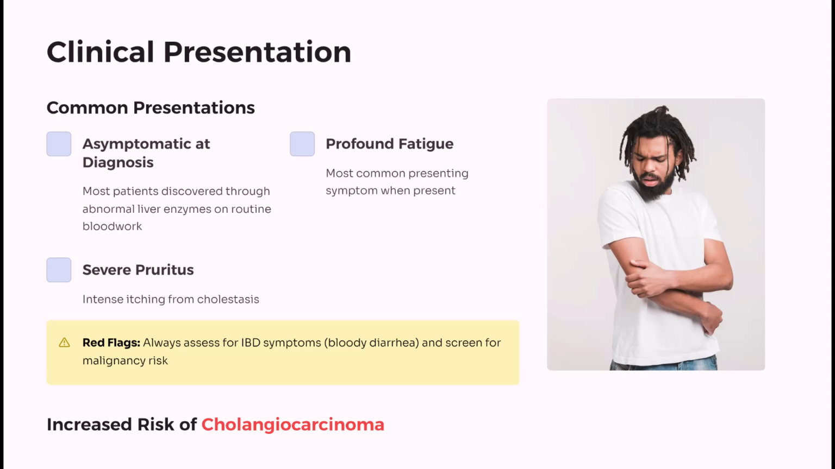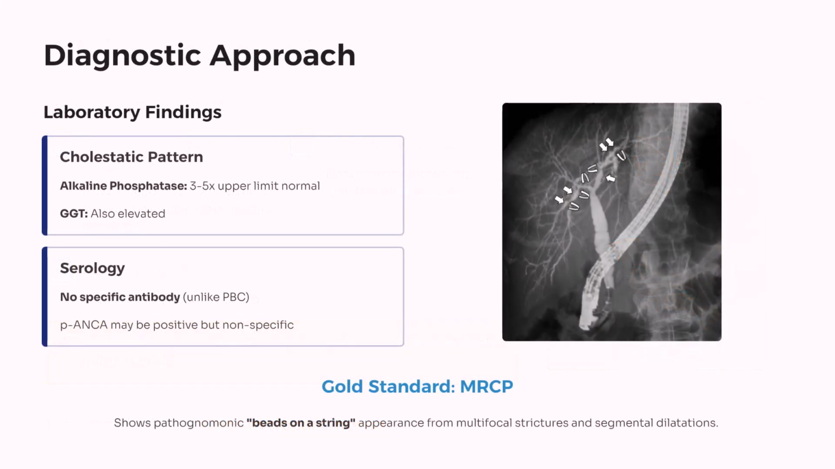Patients with PSC are also at a significantly increased risk for some very serious cancers, most notably cholangiocarcinoma, but also gallbladder and colorectal cancer. So, how do we diagnose it?